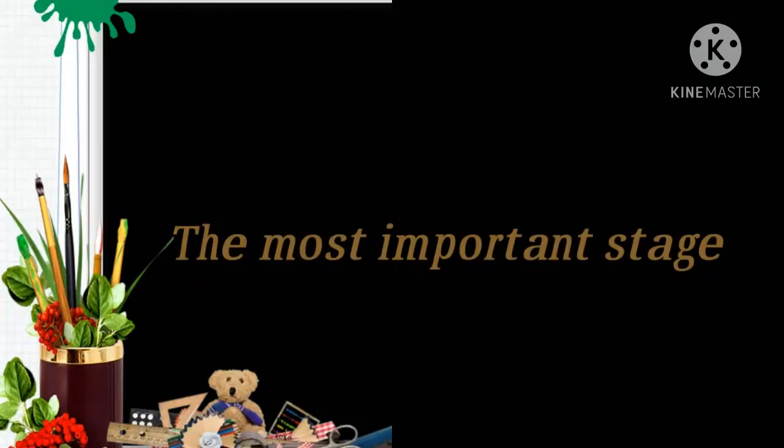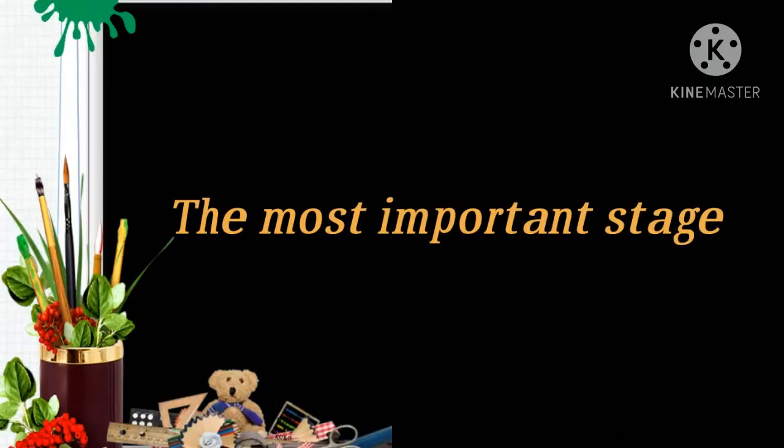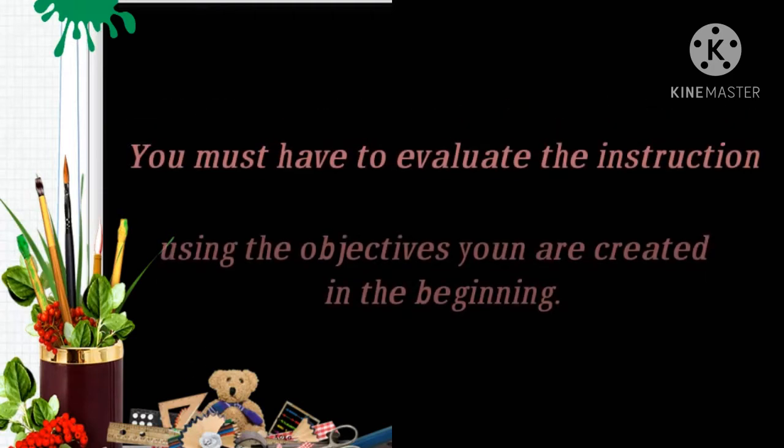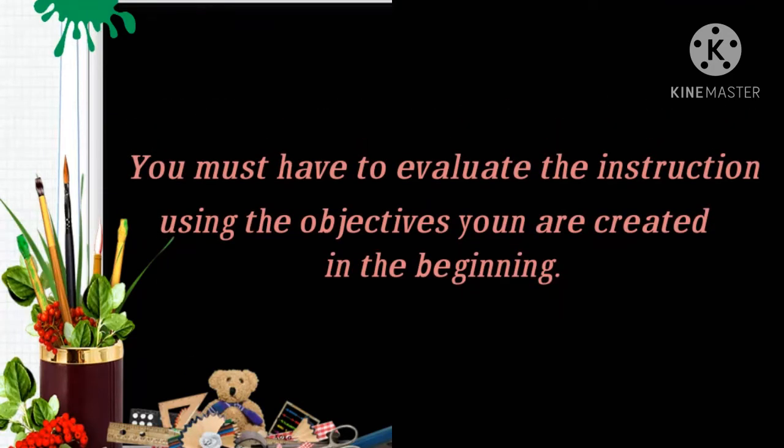The last step of the Assure model is evaluate students' performance. Here, the evaluation should be matched to the objective. Ultimately, this last step is the most important. You must evaluate the instruction process from start to finish using the objectives you created in the beginning. It is helpful to reflect on your objectives, the instructional strategy, instructional materials, and the assessment. By evaluating the learners against the objectives, it can be determined if the lesson was effective or whether any step needs to be modified or re-examined.